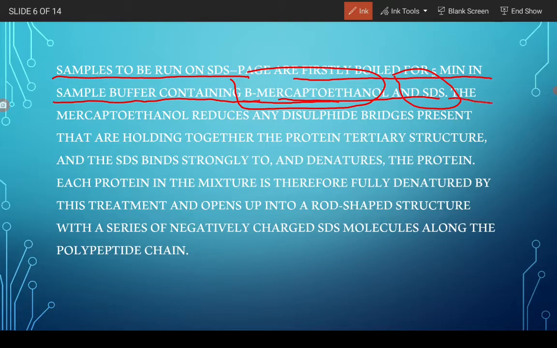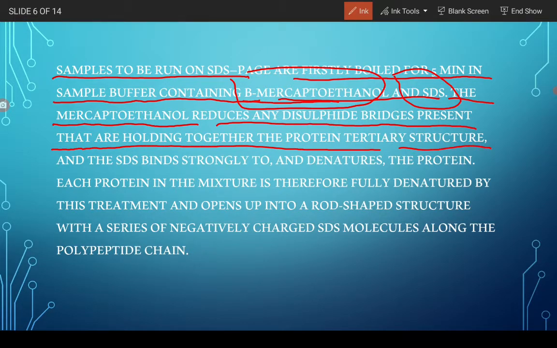What it does, the mercaptoethanol reduces any disulfide bridges present that are holding together the protein tertiary structure. So beta mercaptoethanol actually denatures the protein, right? And the SDS binds strongly to and denatures the protein. SDS also does the same.